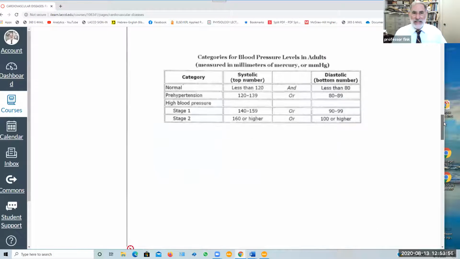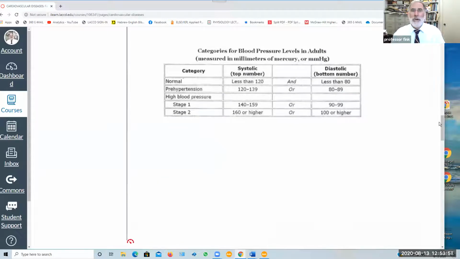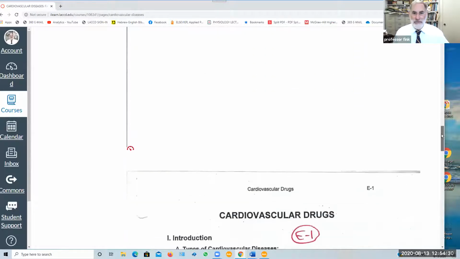We've given you the guidelines here for high blood pressure. So right now, if the patient has a systolic of 120 to 139, that's considered pre-hypertension. Once it reaches 140 or higher, that's outright high blood pressure. And with the diastolic, 80 to 89 is pre-hypertension. Once it reaches 90 or above, again, it's high blood pressure. We're going to go into systolic and diastolic and what all these things mean in another video.